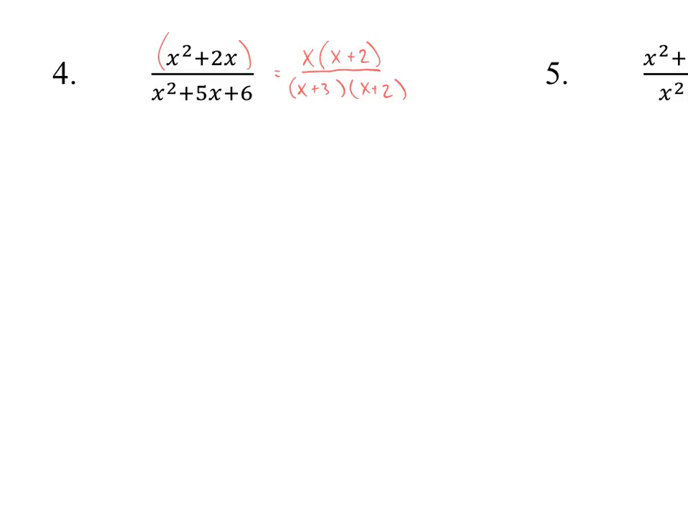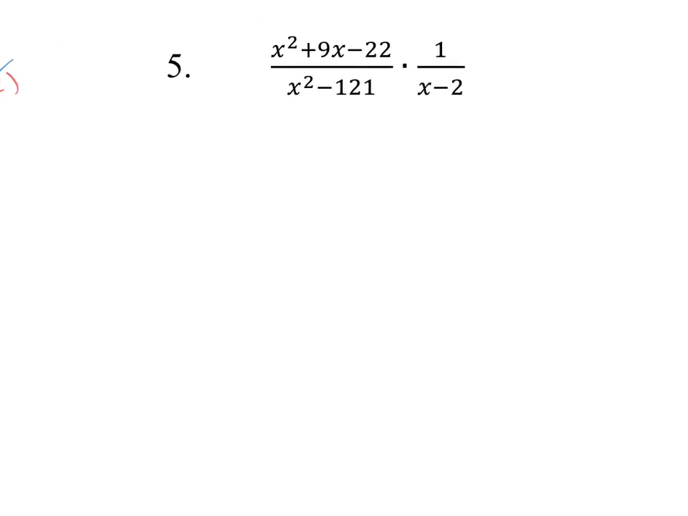All right, so now that we're at this point, we can do some canceling. x plus 2 divided by x plus 2 equals 1. So we don't need to write that anymore. It just equals 1. So we helped simplify, and we're left with x over x plus 3. That is as simple as we can make it.